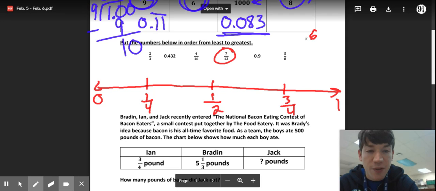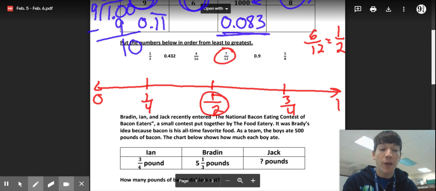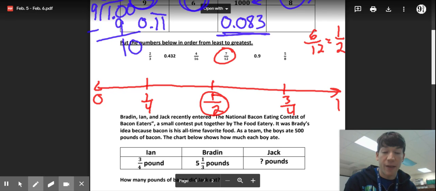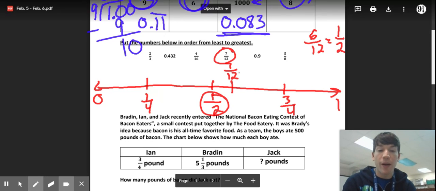So I know that 6/12 would be the same as a half, which is here. So I know that 7/12 must be 1/12 bigger than a half. It's close to a half, but it's 1/12 bigger, which means 7/12 is going to go about here on my number line. We can use those types of strategies.